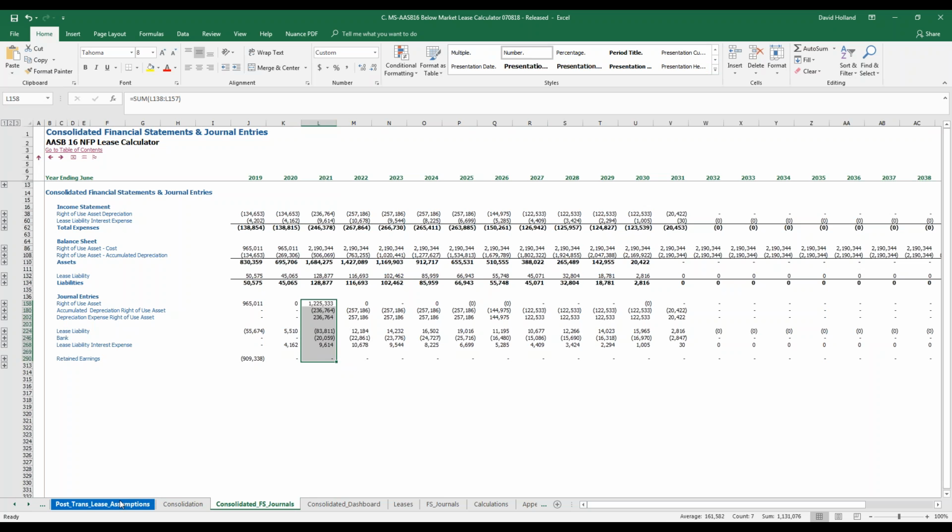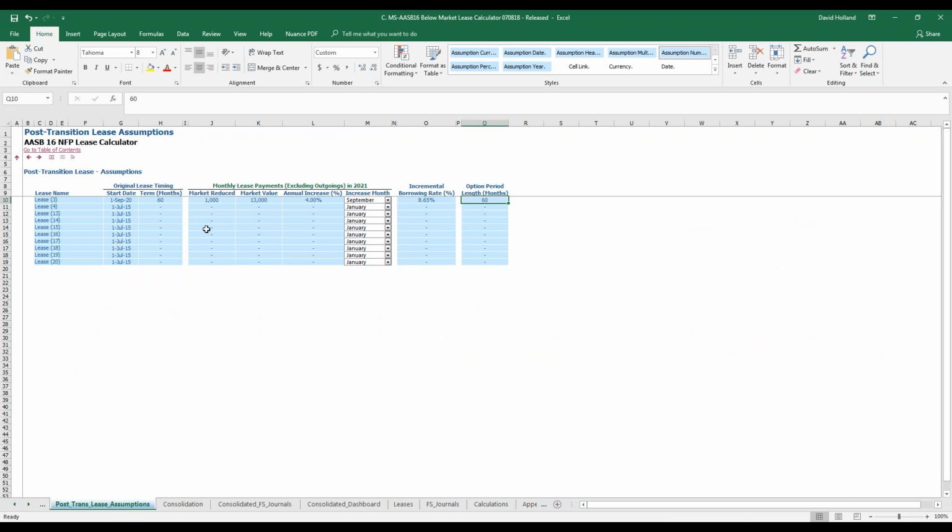So hopefully that assists you in using the below market lease calculator. Obviously, there is some judgment that needs to be undertaken. The market reduced rent is what is actually being paid. The imputed market rent is what you would pay in an arm's length transaction. That might be quite difficult to find. And also the incremental borrowing rate for some organisations. They may need some assistance in looking at similar organisations or some corporate finance advice.